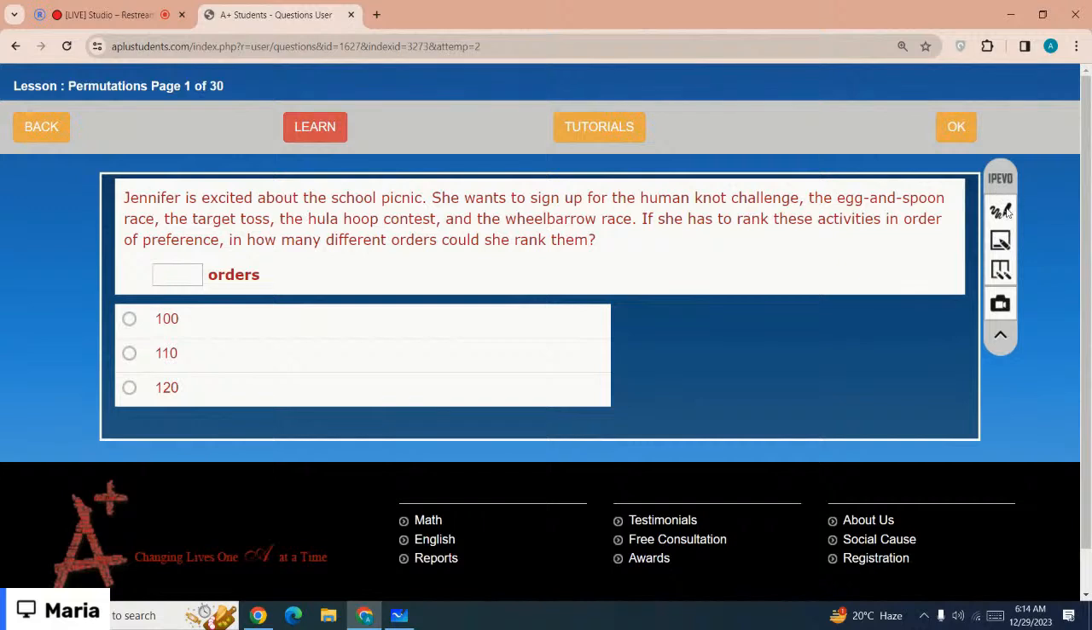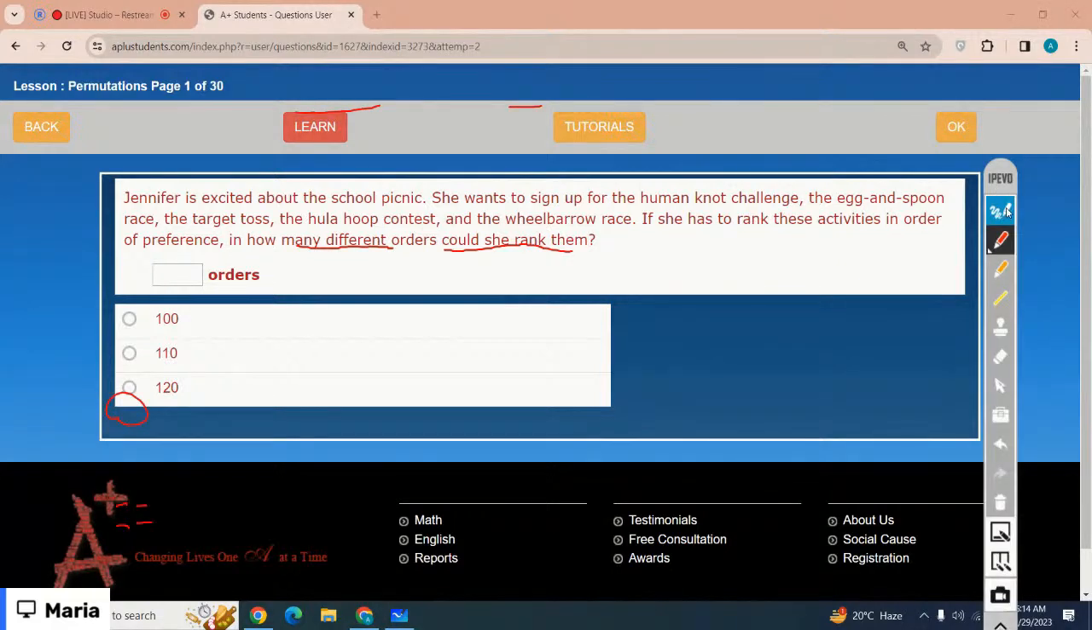Jennifer is excited about the school picnic. She wants to sign up for the Human Knot Challenge, the Egg and Spoon race, the target toss, the hula hoop contest, and the wheelbarrow race. She has one, two, three, four, five options. If she has to rank these activities in order of preference, in how many different orders could she rank them?